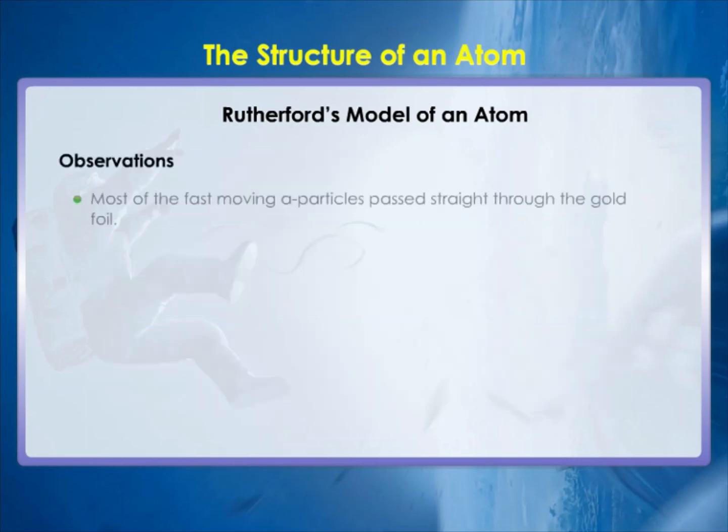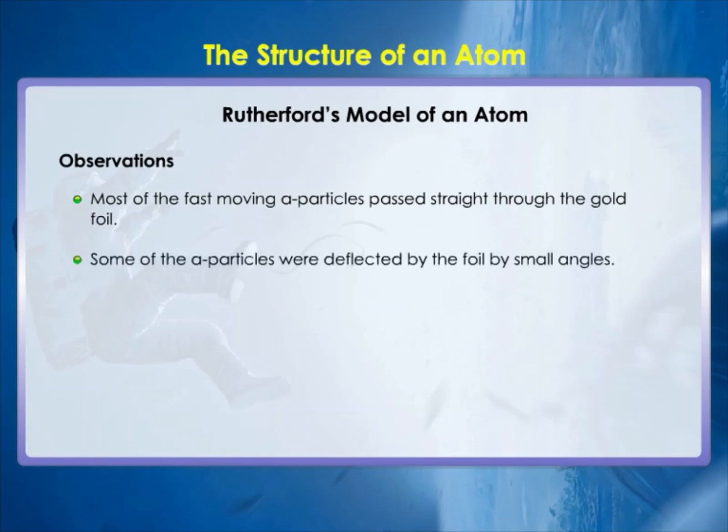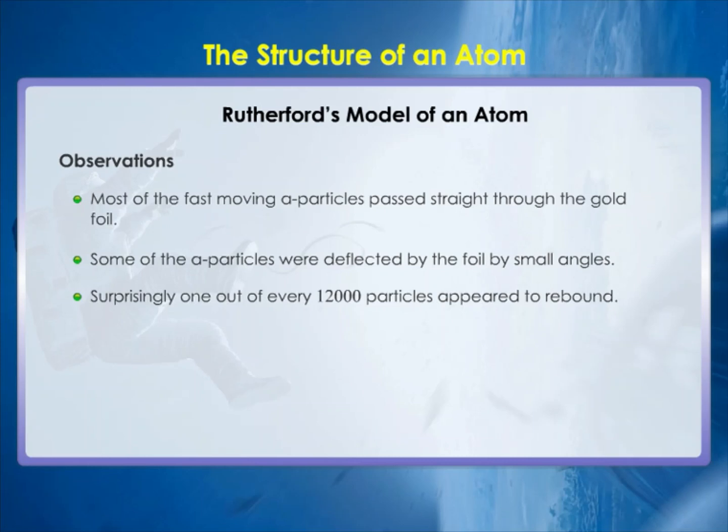But the alpha particle scattering experiment gave totally unexpected results. Let's discuss the observations of the experiment. Most of the fast-moving alpha particles passed straight through the gold foil. Some of the alpha particles were deflected by the foil by small angles. Surprisingly, 1 out of every 12,000 particles appeared to rebound.